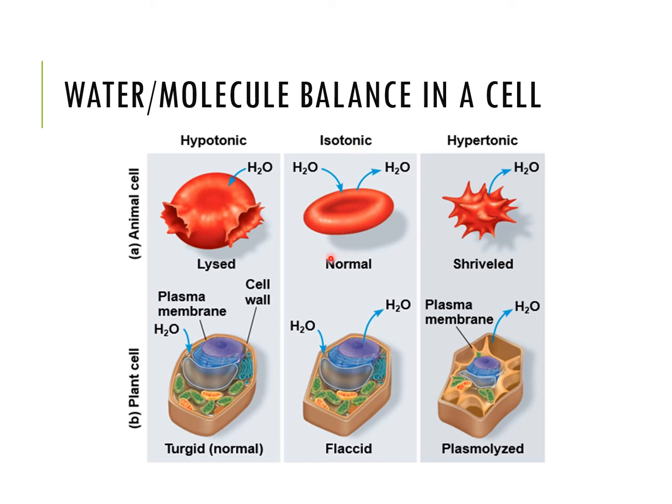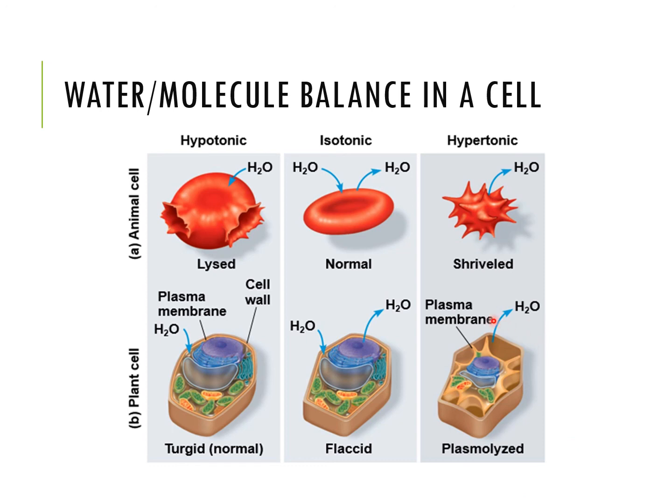Isotonic is normal. So water's coming in and out at the same rate. We have an equal going on, so it's called isotonic. In a plant cell, that is called flaccid. Everything is just okay. When it's hypertonic, the concentration of water was higher on the inside, so it wants to come out. So water keeps leaving the cell, and it becomes shriveled. In plant cells, we call that plasmolysis.